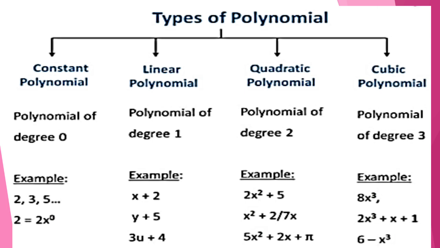If the degree of the polynomial is 3, then it is called a cubic polynomial. For example, 8x cube, 2x cube plus x plus 1, 6 minus x cube. Here the degree is 3.